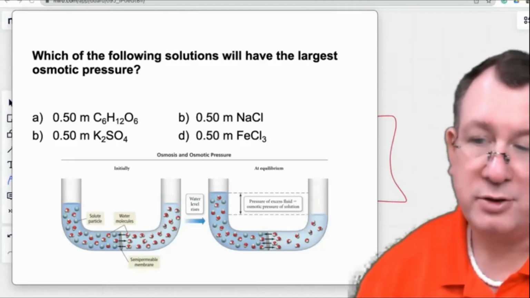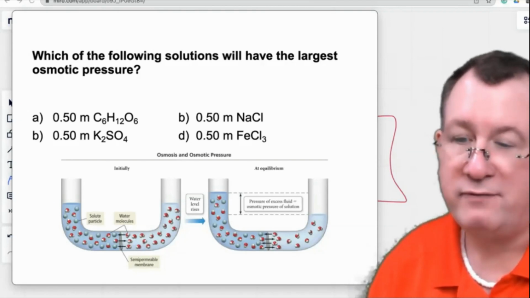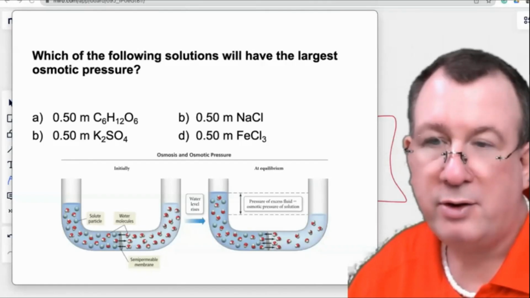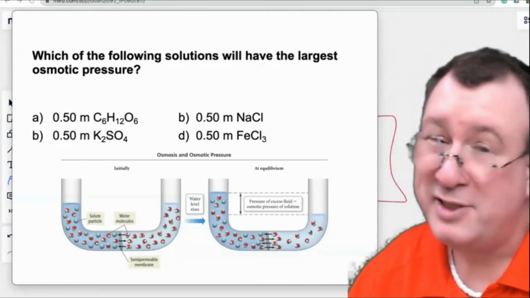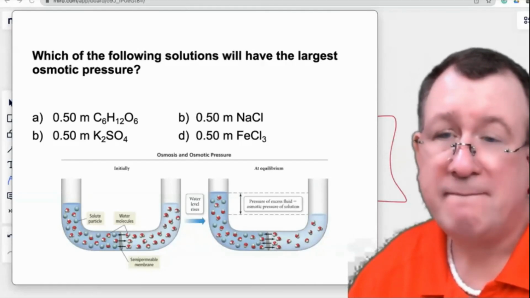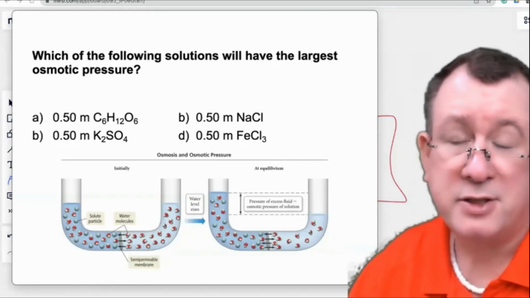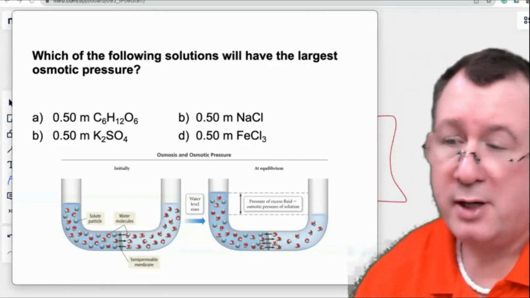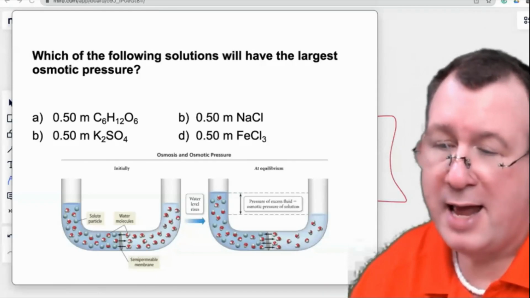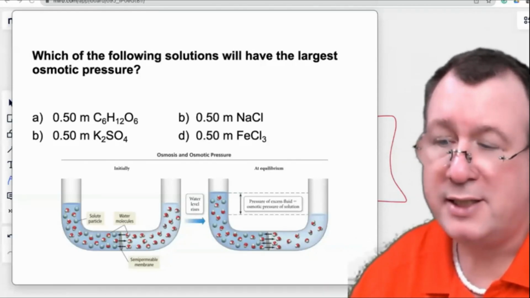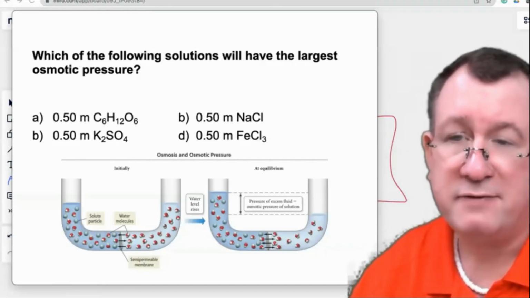It's not going to be sugar, right? Sugar's got a Van't Hoff factor of 1. What's the Van't Hoff factor for sodium chloride? That's a question you might see on Monday on the test. Yes, it's 2. So the osmotic pressure is going to be twice what it is for the sugar. It'll have a higher osmotic pressure. How about the potassium sulfate? What is the Van't Hoff factor for the potassium sulfate?